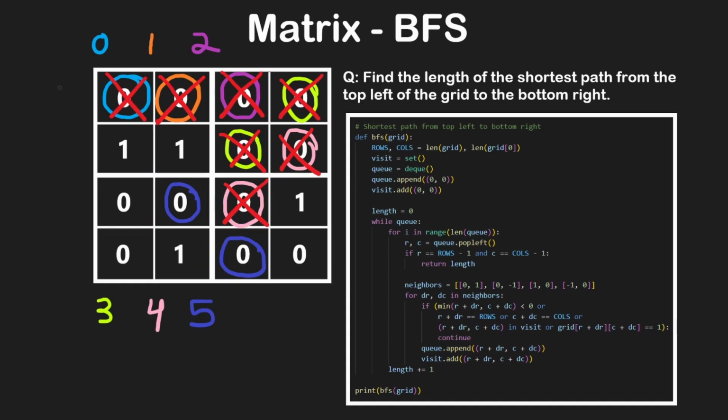Now, we don't actually know what the shortest path is. We're not keeping track of that. It would probably be this or this, but that's not important. We just care about the length in this case. And at this point, we're almost done. We have 2 positions in our queue.